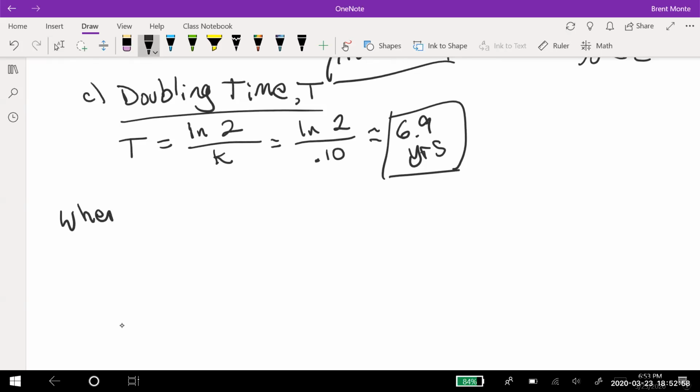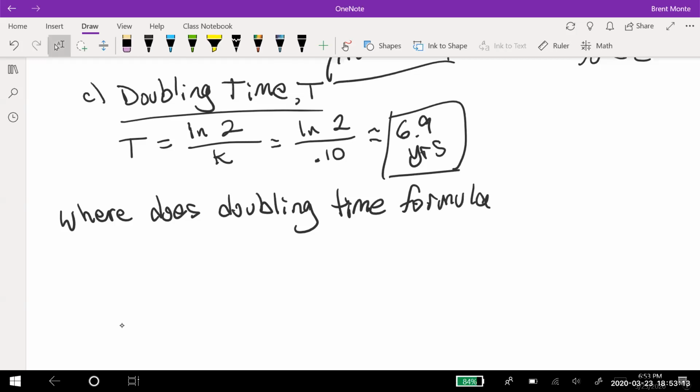We'll say, where does the doubling time formula come from? All right, so there's my question.